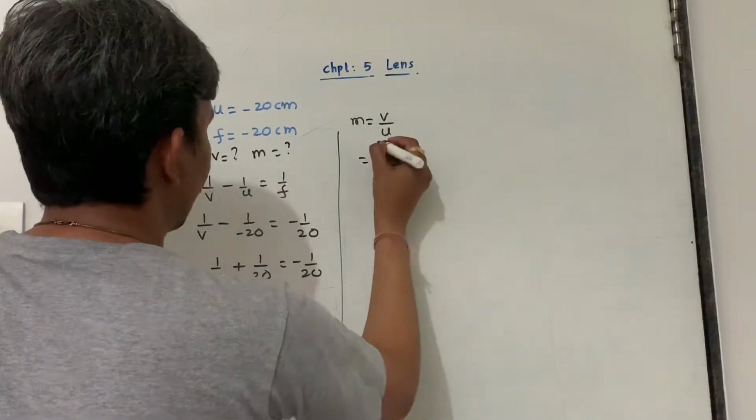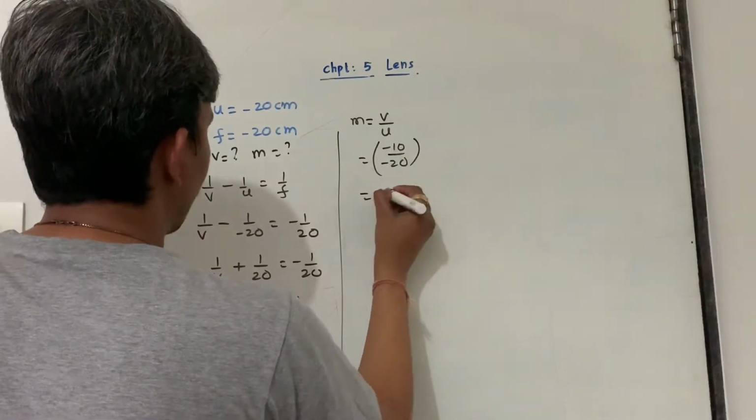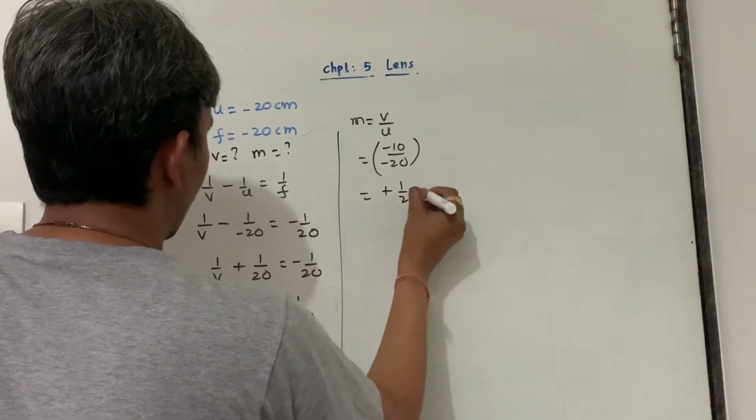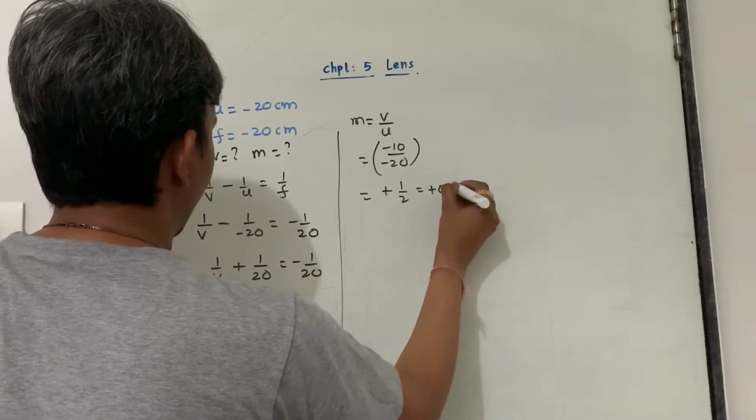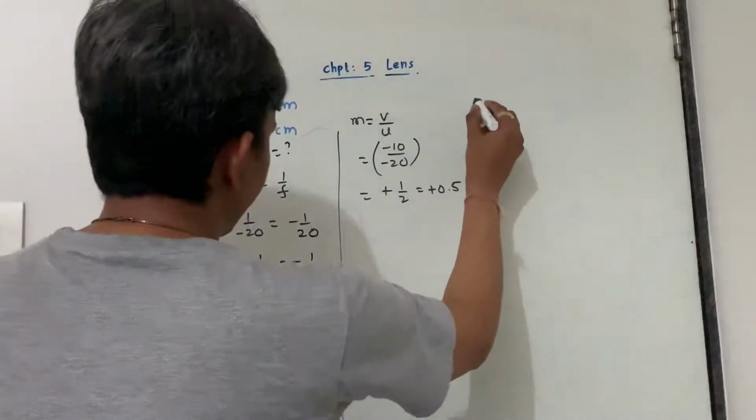What is the v value? It is minus 10, u is minus 20. It is equal to half plus half, which is plus 0.5. This is your magnification. Now we'll go with the ninth sum.